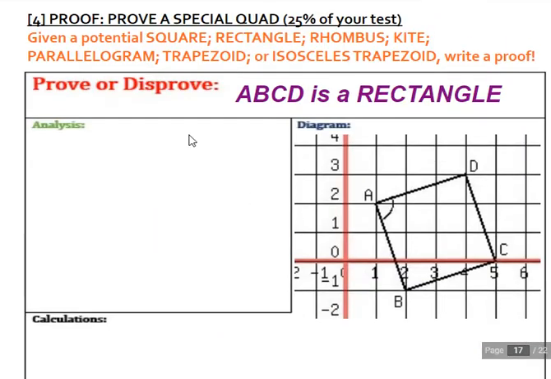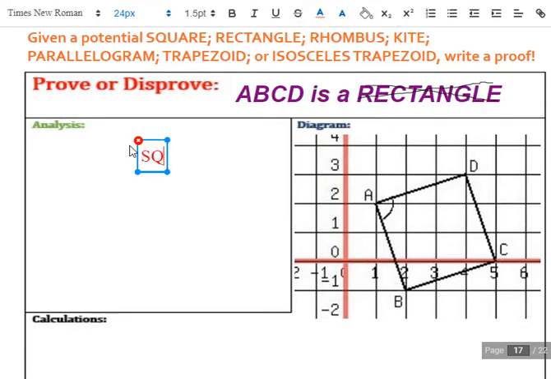I also spotted this one. So we have to show here that this is not a rectangle, but a square. And you can probably guess that was coming. So text box square. Okay, so prove that's a square.